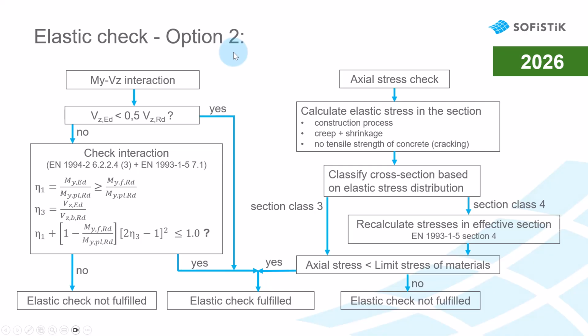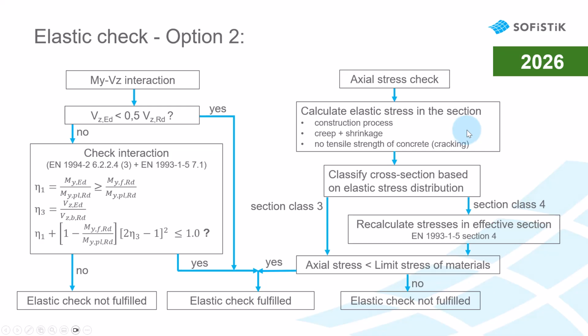This variant consists of two parts. The check of the interaction between bending and shear, which has to be considered if the utilization of the shear bearing capacity is above 50%. If this is the case, the check for the interaction is done based on the interaction formulas from the Eurocode. The second part of the check is the check of the axial stresses based on the elastic stress distribution.